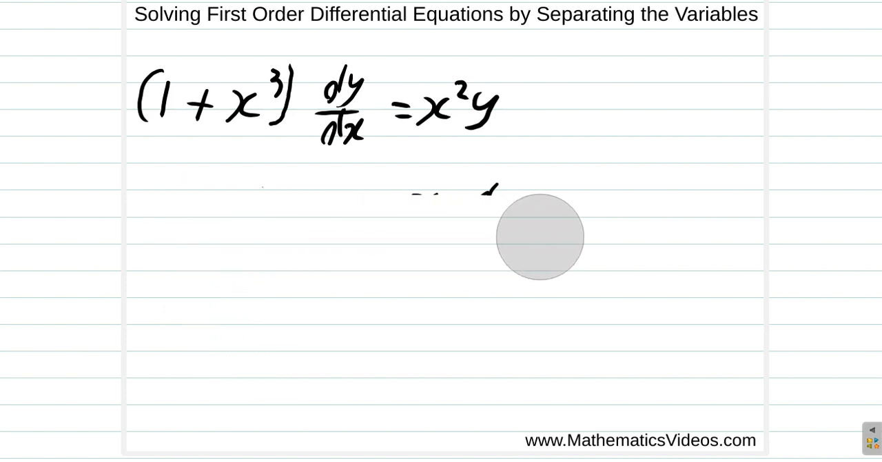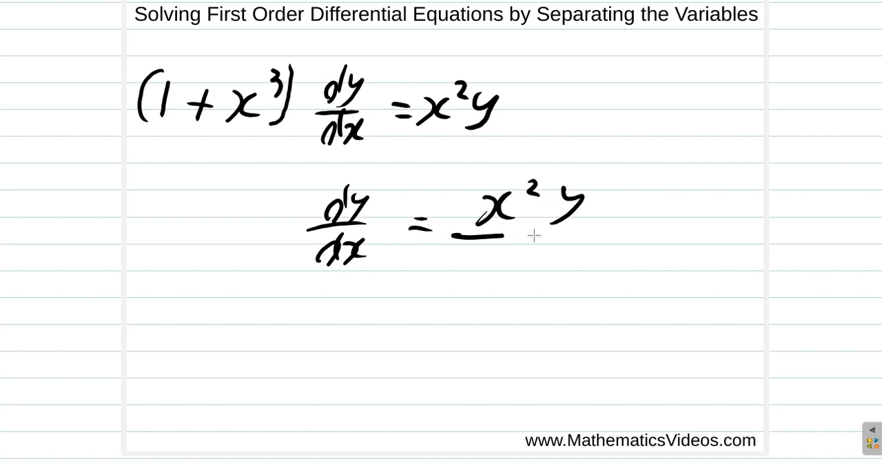Alright, we're going to do some transposition here. Alright, so let's see what happens here now. Let's divide by 1 plus x cubed. So you would have dy by dx equals x squared y over 1 plus x cubed.